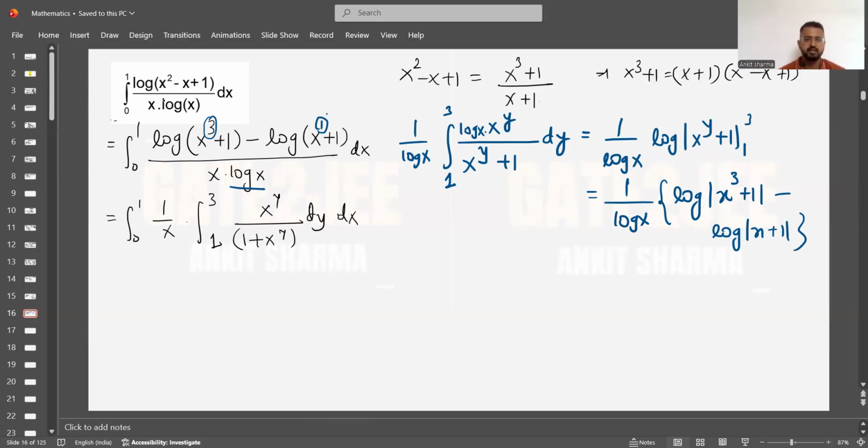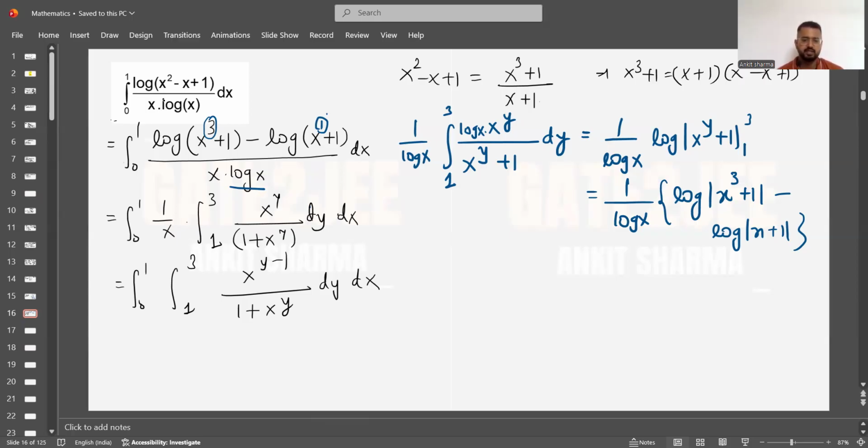Now if we see here, this turns out to be the integral 0 to 1, dy dx. I'll take this 1 over x inside. So I'll have 0 to 1, 1 to 3, and this will give me x power y minus 1 over 1 plus x power y, and then dy dx. Now, since both the integrals have constant limits, we can simply apply Fubini's theorem.